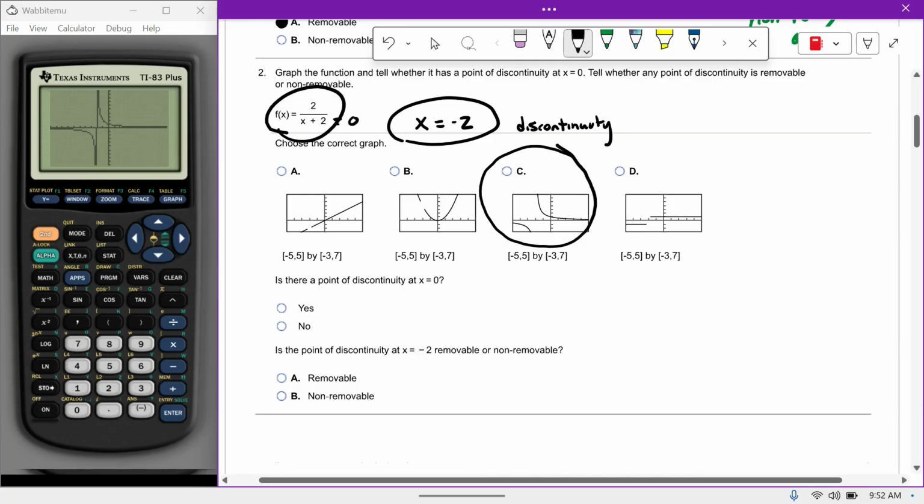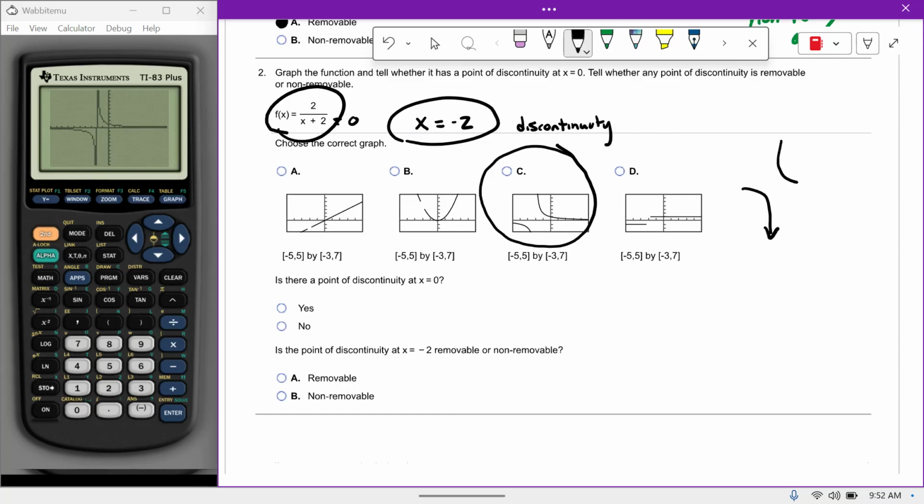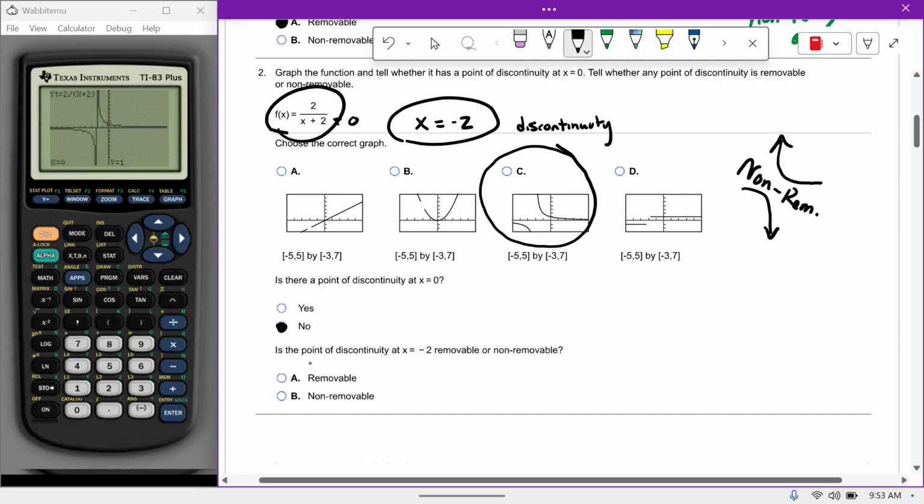Okay? So what's happening? Well, at -2, it's going down, and then it's going up. Going down to negative infinity, up to infinity. Is that discontinuity removable or non-removable? Non-removable. There's not just a hole, it just totally separates. So is there a discontinuity at 0? No, because if I trace to 0, I actually get a number. When you get a number, it's not discontinuous there. Is there a point of discontinuity at 0? No. At 2, is it removable or non-removable? It is non-removable. Okay?